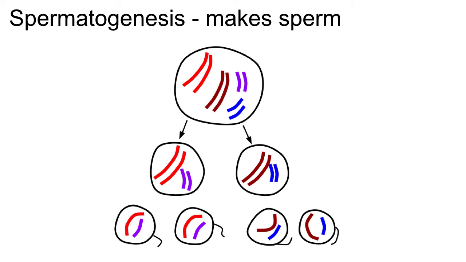Sperm cells are made by the process called spermatogenesis, and it's very similar to what we just saw when we were creating egg cells, in that we have a parent cell that is diploid, creates 2 daughter cells that are also diploid, and then we have the 4 end product daughter cells that are going to be haploid, and they will all be functional.